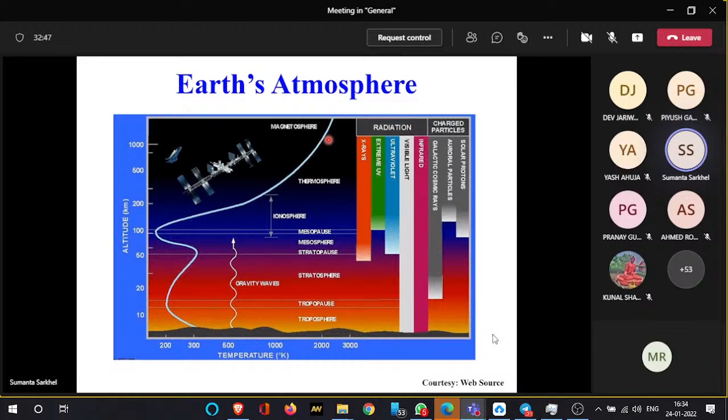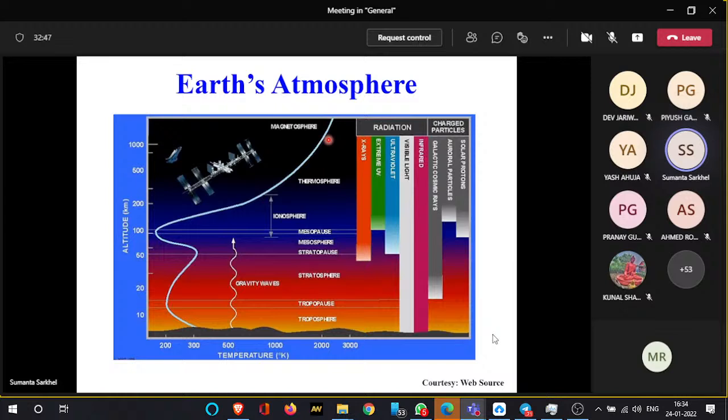Can somebody guess? Anyone? In the thermosphere, the density is decreasing exponentially. Because of vacuum, maybe. Yes, it is partially true. But why is there a vacuum, and why may that happen?